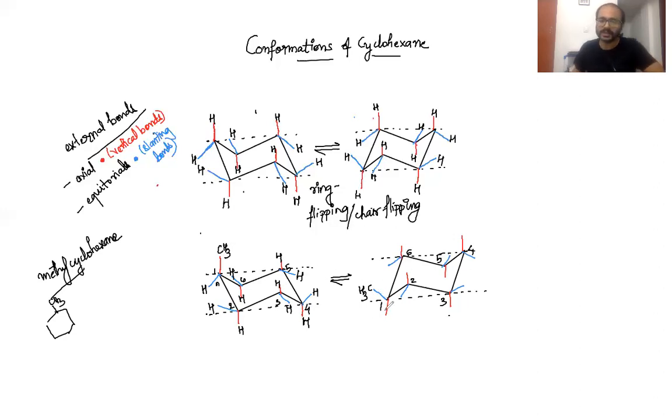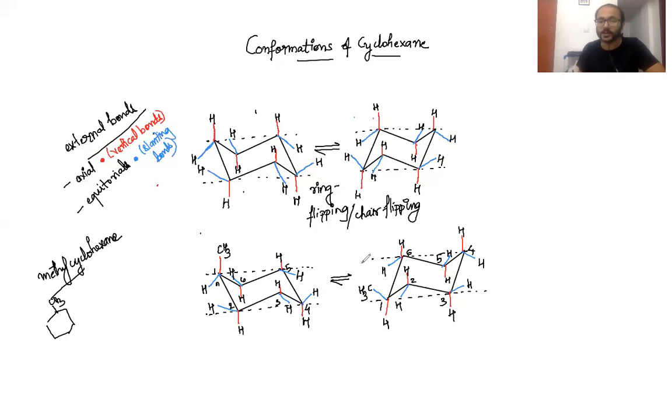Once I drew this equatorial methyl, the rest are just hydrogens, because only one of the hydrogens has been substituted. So let me complete them here. You have hydrogens now being attached. Now, when it was cyclohexane, there was no difference in stability. But when it is substituted with a methyl group, there is a stability difference between the two.